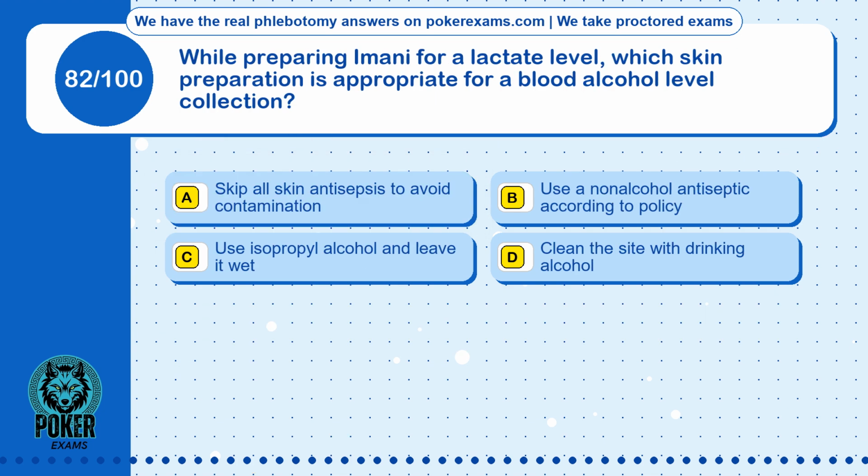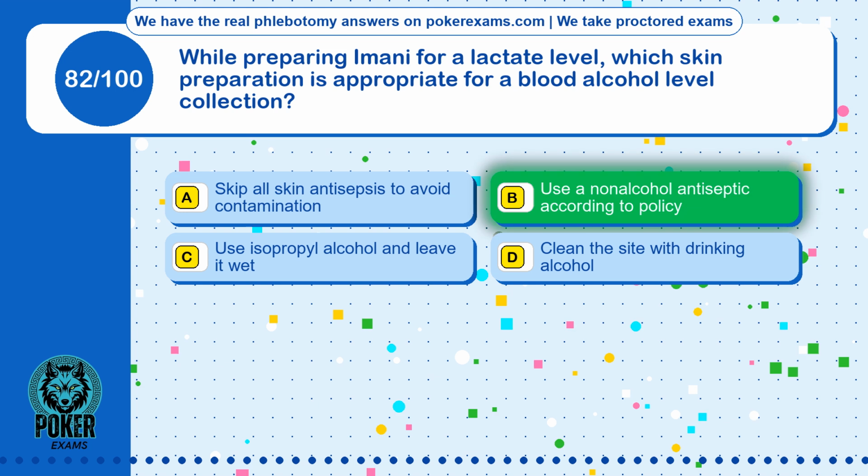Question 82. While preparing Imani for a lactate level, which skin preparation is appropriate for a blood alcohol level collection? Option A. Skip all skin antisepsis to avoid contamination. Option B. Use a non-alcohol antiseptic according to policy. Option C. Use isopropyl alcohol and leave it wet. Option D. Clean the site with drinking alcohol.